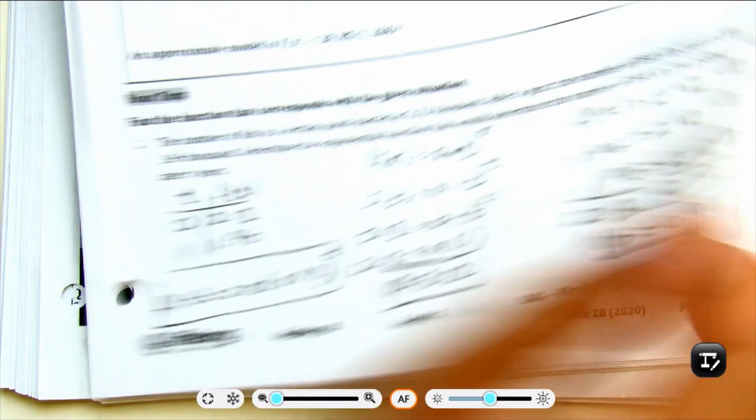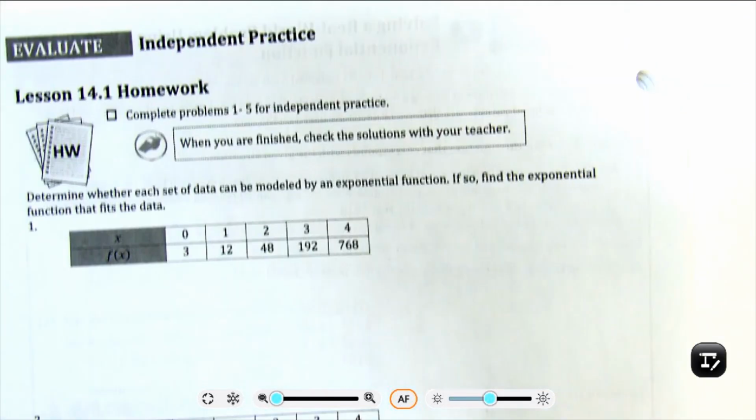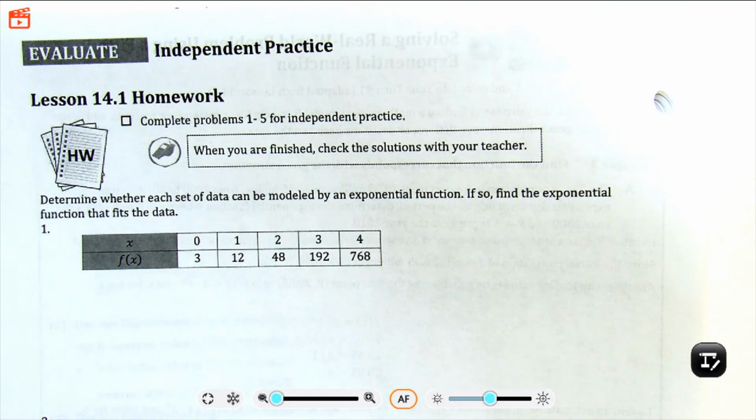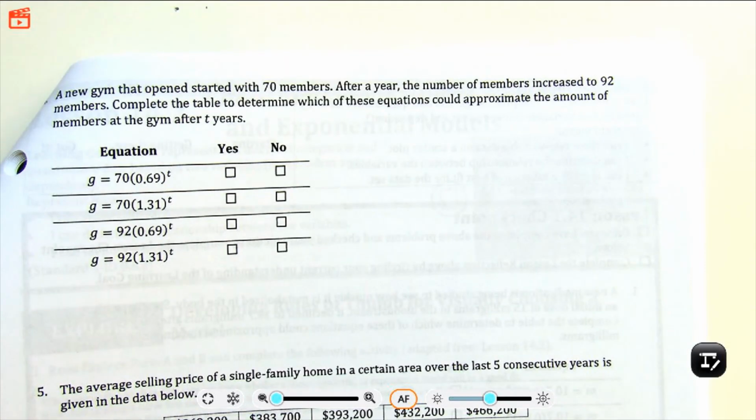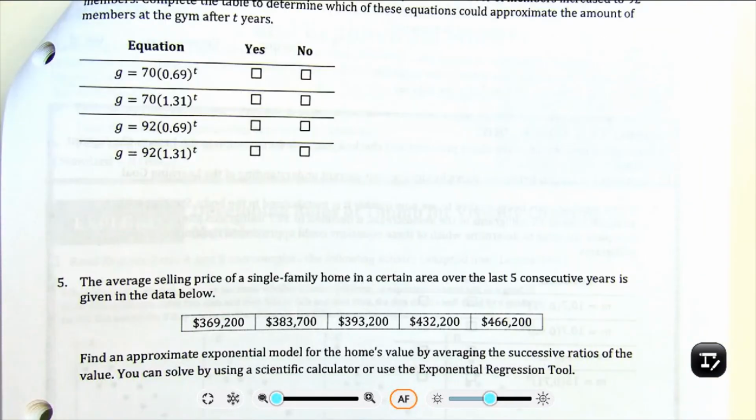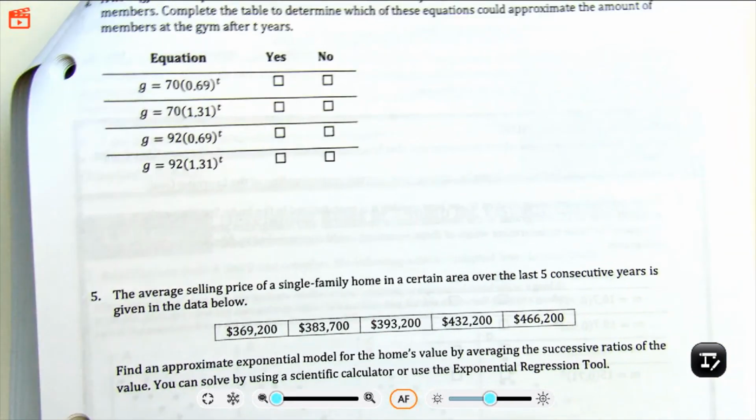Okay, class, so that pretty much ends lesson 14.1. You are going to have a few homework problems where you are going to have to find the exponential function equation from data. You are going to have problems where you are going to have to use the exponential regression tool. And the checkpoint is similar in that way.